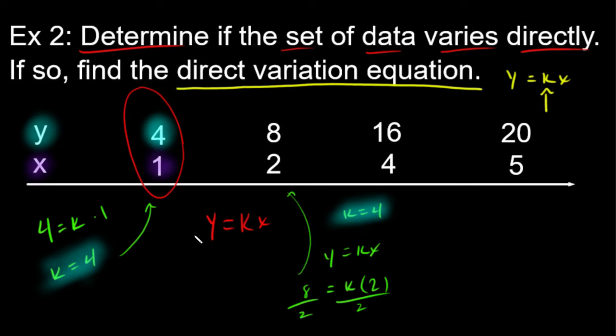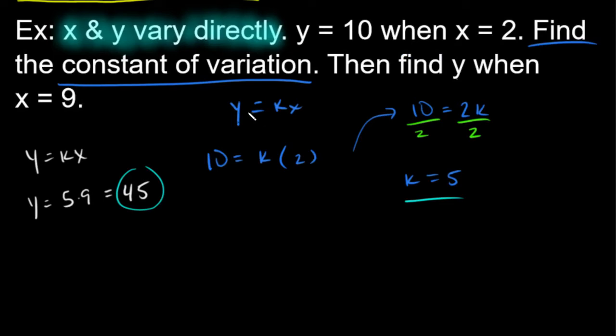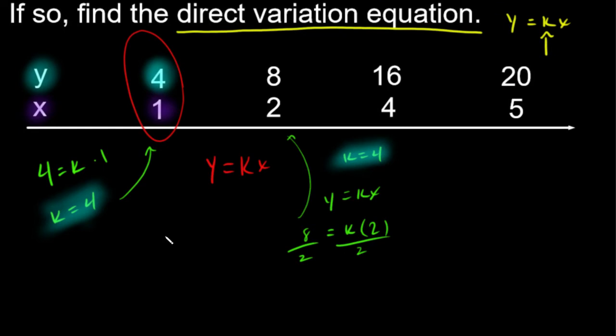You might have noticed that you can do a bit of a shortcut here. Look what's happening. Every time we're trying to find k, we're taking y and dividing it by x. Here, we took y, which was 10, and divided it by x, which was 2. You can say, as a shortcut, that k equals y divided by x, because in this equation, to solve for k, you just divide both sides by x.